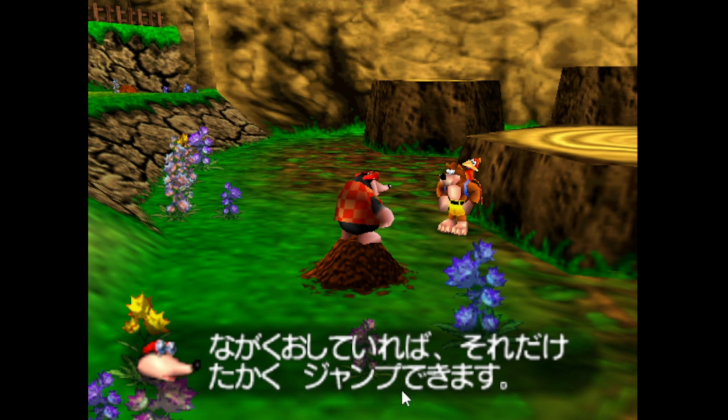And then jumpu dekimasu, and dekiru is the potential form of suru. So it's like be able to jump, precisely that highly if you are in a state of holding longly the jump button, which is obviously horrific English, but yeah, that's sort of the function of those words in Japanese. That's how they work.